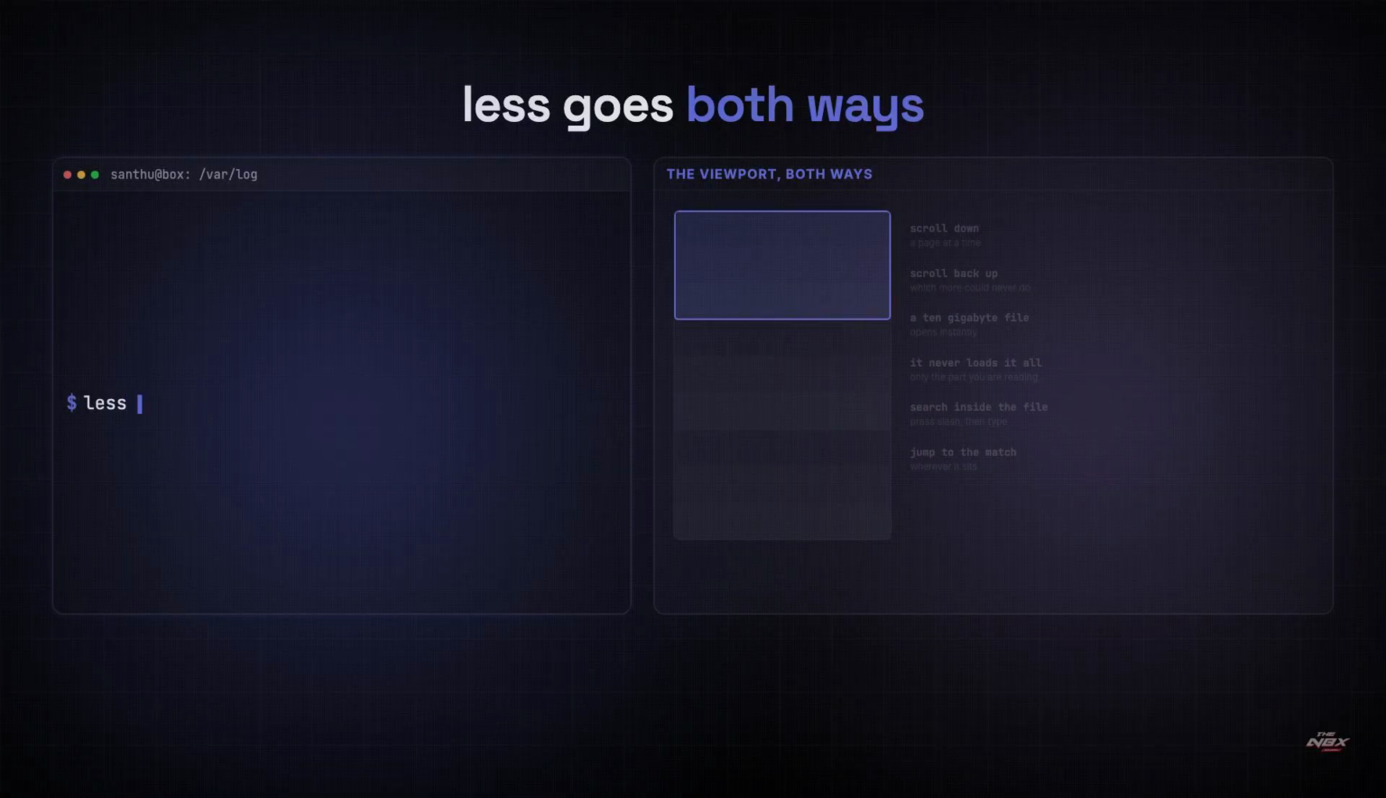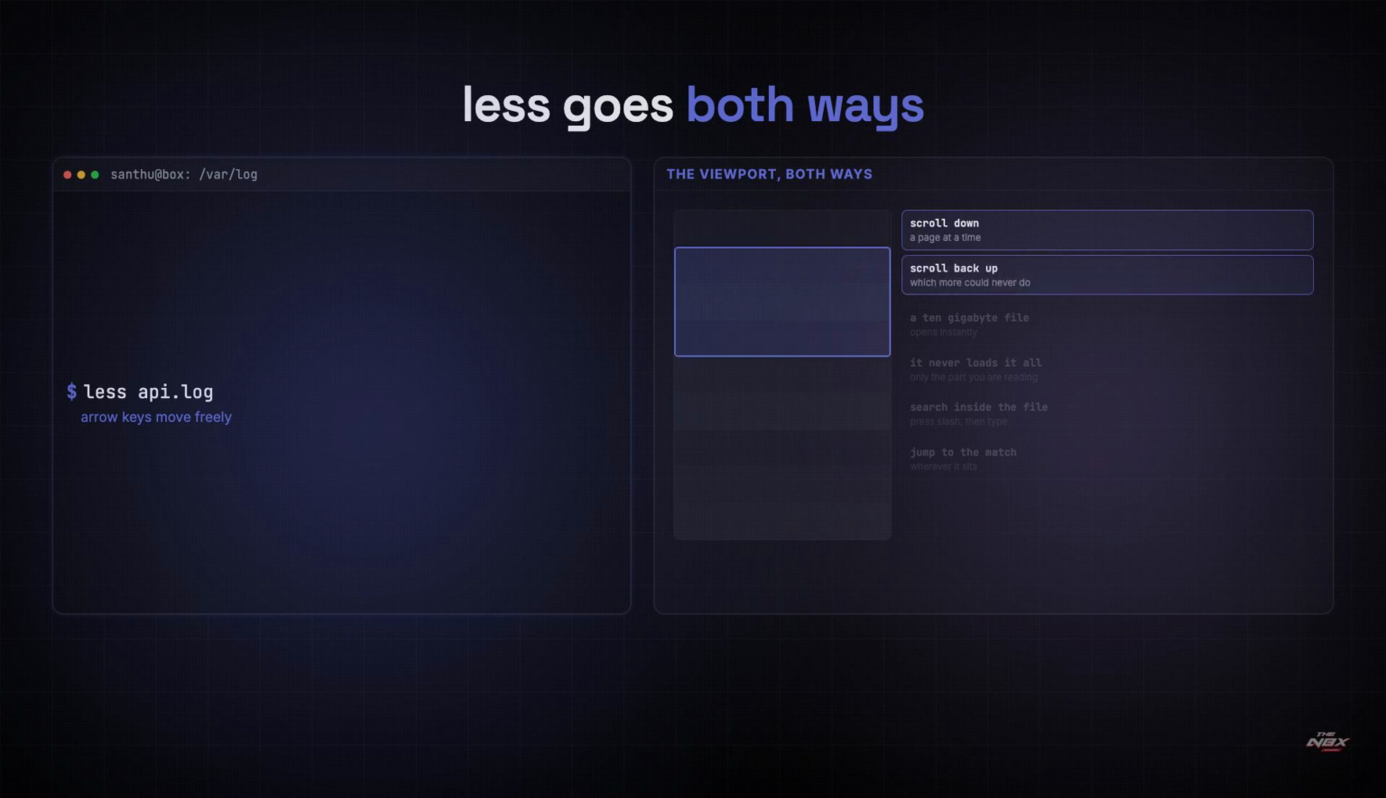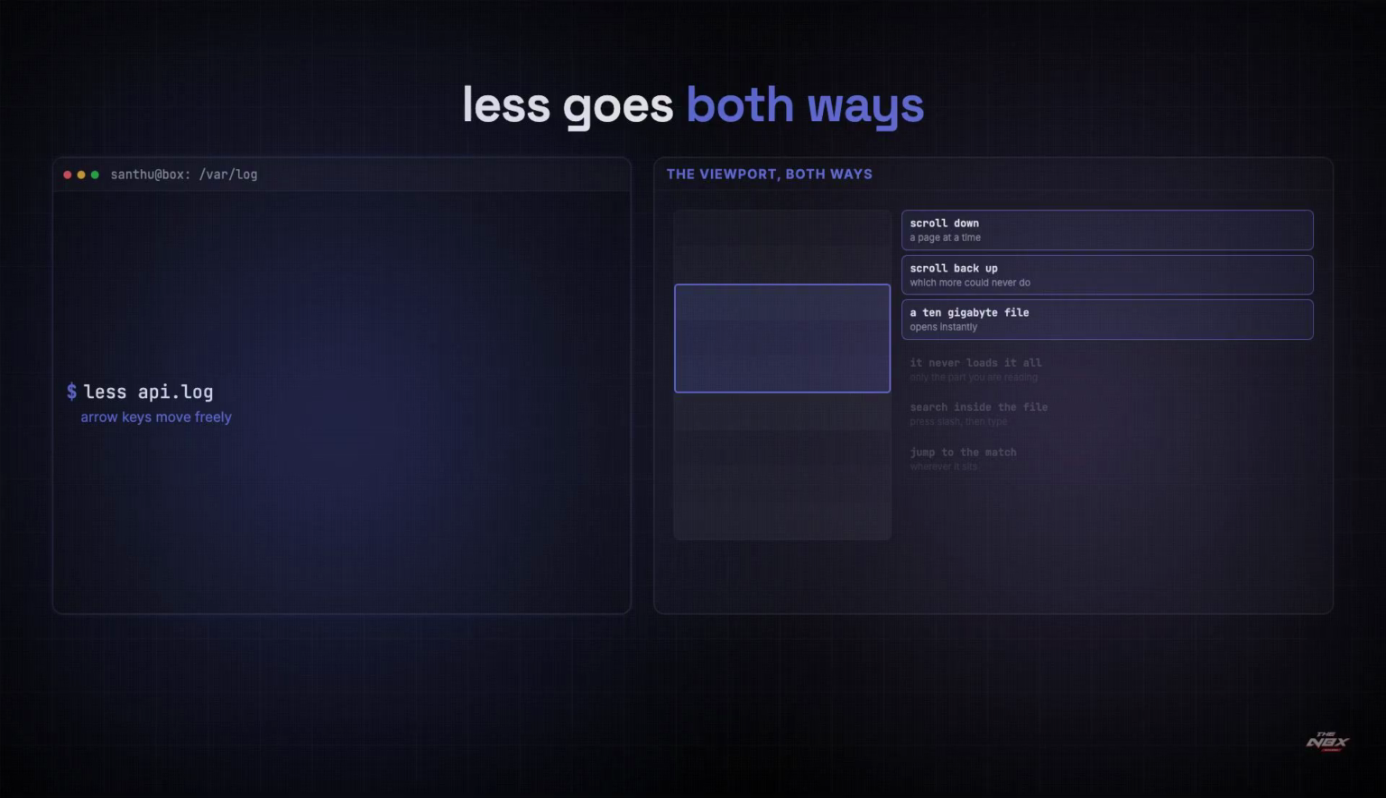Less does everything more did, and then fixes what more got wrong. You can scroll down a page at a time, and crucially you can scroll back up, which more could never manage. Then there's the part which genuinely surprises people. Open a 10 GB log with less, and it appears on screen instantly because it never loads the whole file into memory. It reads only the piece you're looking at.